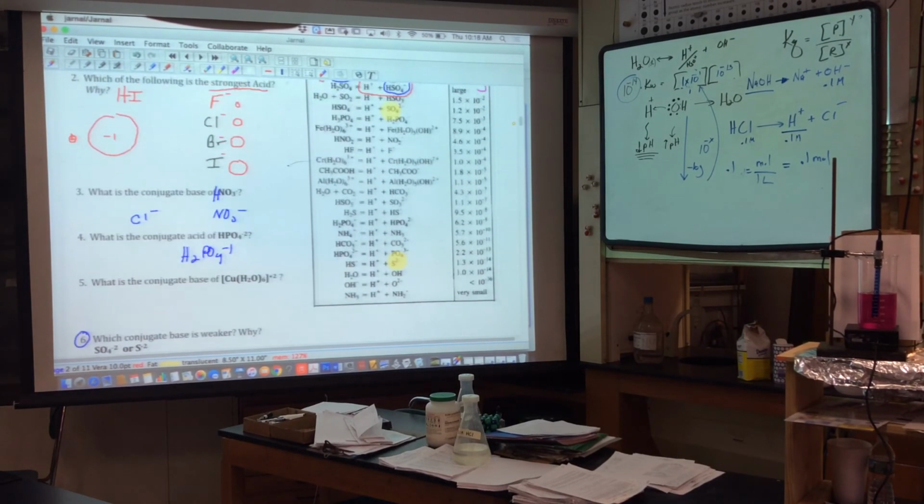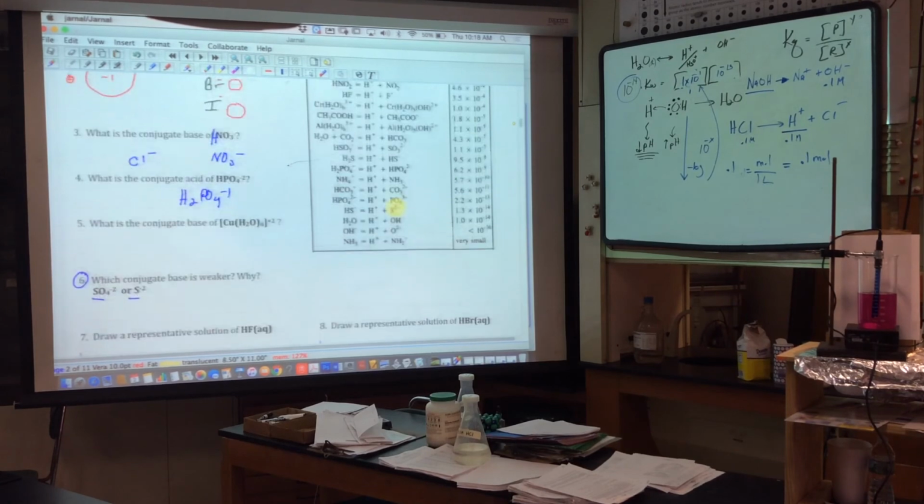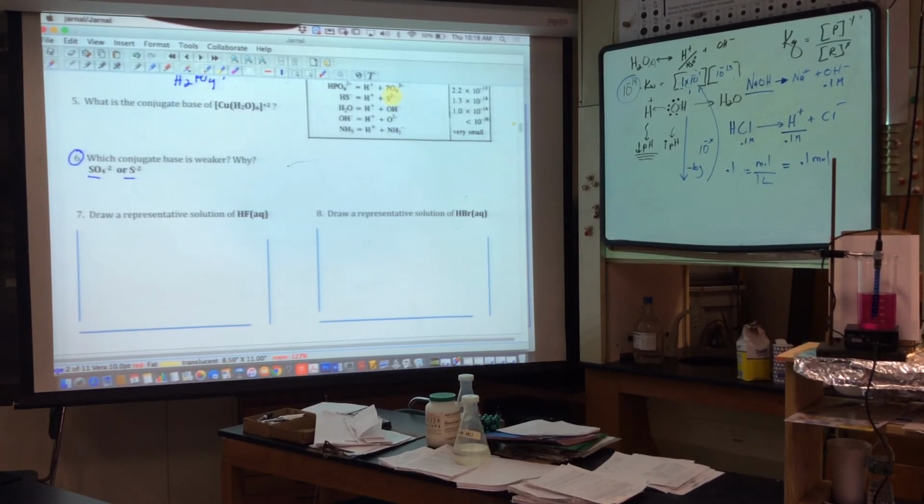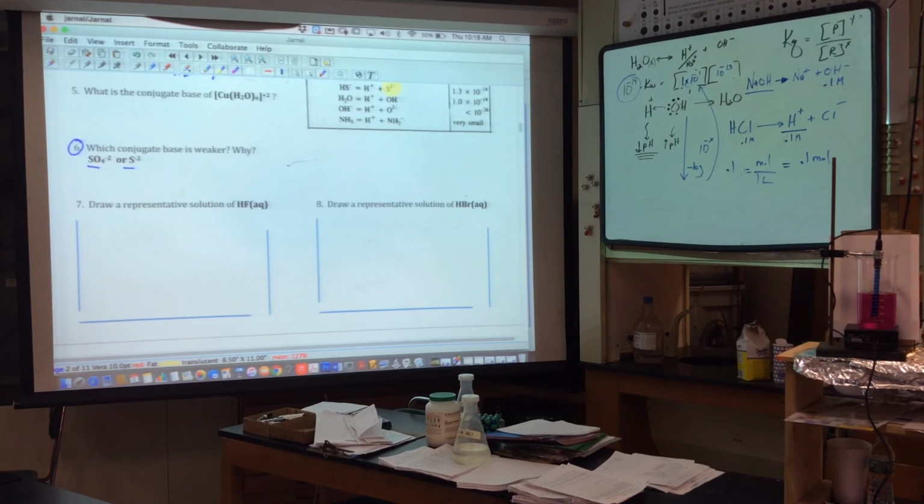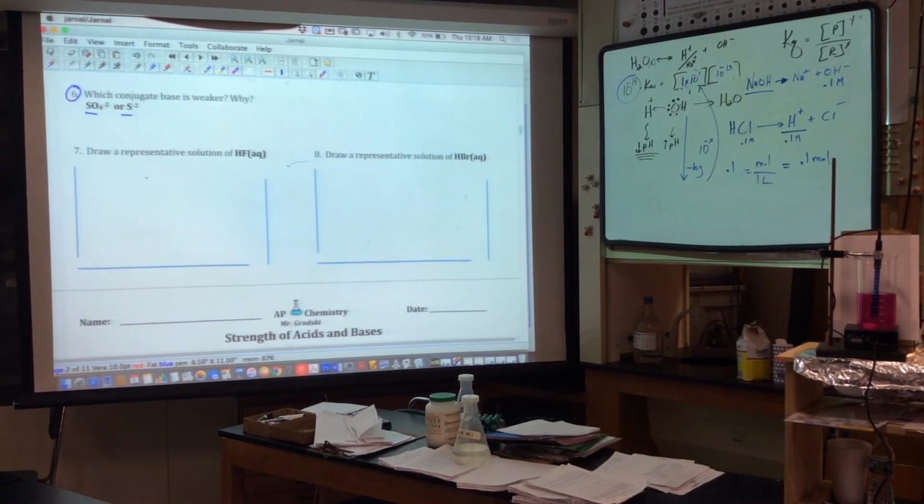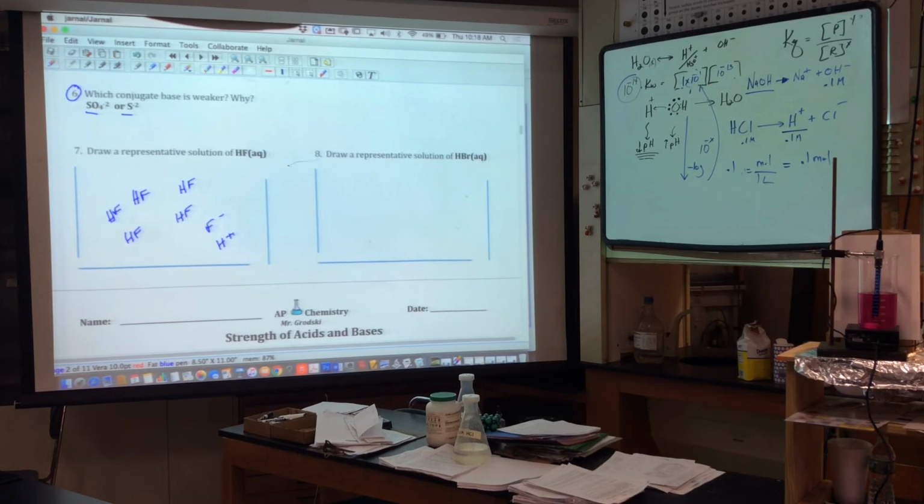Okay? Now, last little piece. Draw a representative sample of HF. HF strong or weak? Weak. Its Ka is less than 1. So I'm going to draw a lot of what? Does that mean I draw all of them dissociated? No. It's a weak acid. How about HBr? Yeah, it's a strong acid, so complete dissociation you can assume. It's pretty simple stuff there.